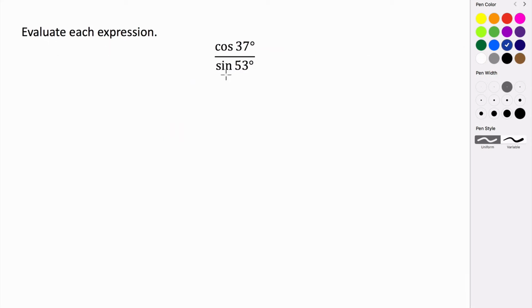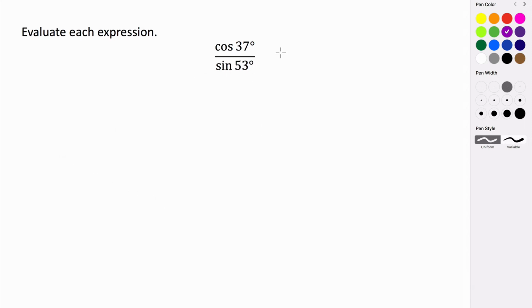So again, we want to evaluate this expression. Similar to the last problem, both of these angles are not values that we know from the unit circle. They're not nice angle measures to use a half angle or sum or difference formula. So we're probably going to look and see if we can use a complementary angles theorem. And sure enough, 37 plus 53 is 90, so these are complementary. So we can use the complementary angles theorem.